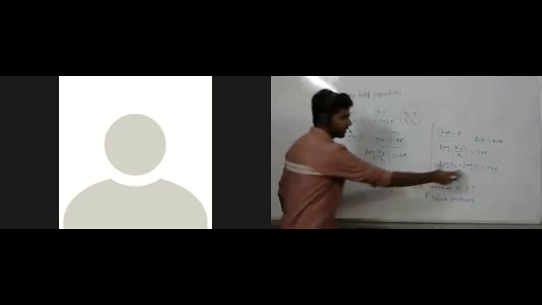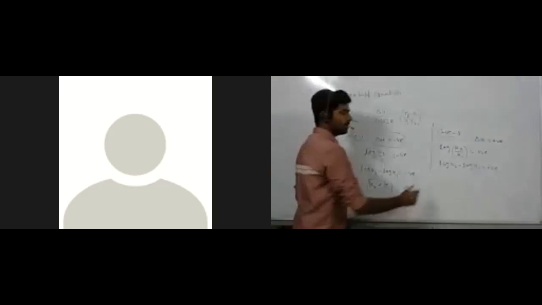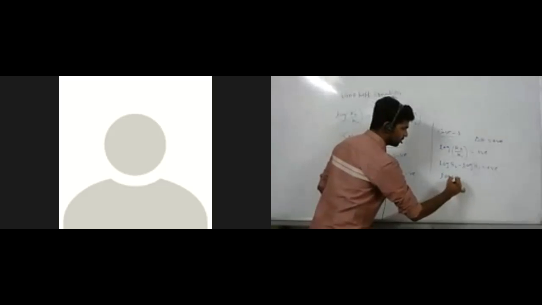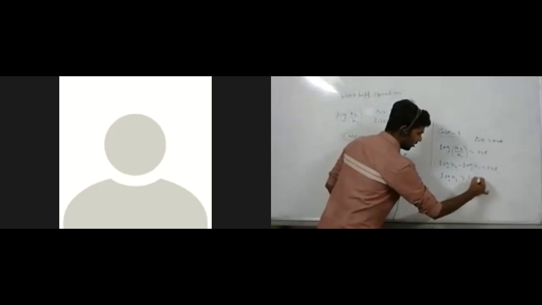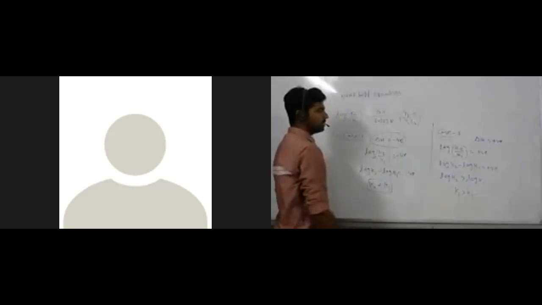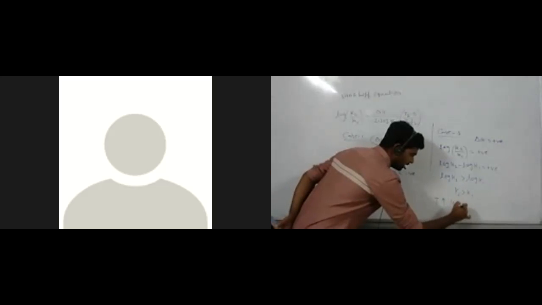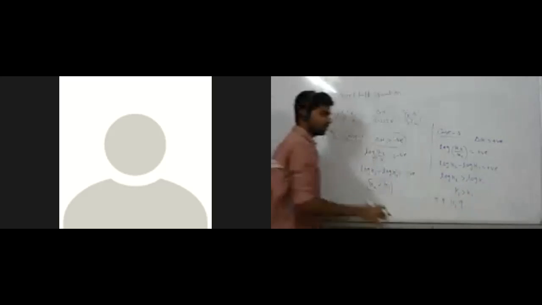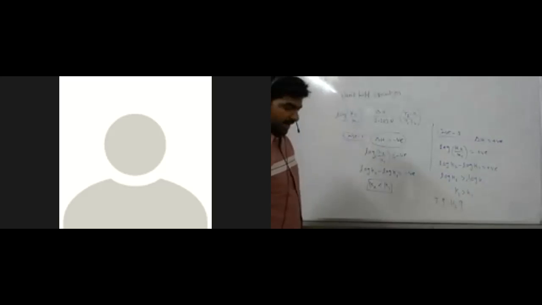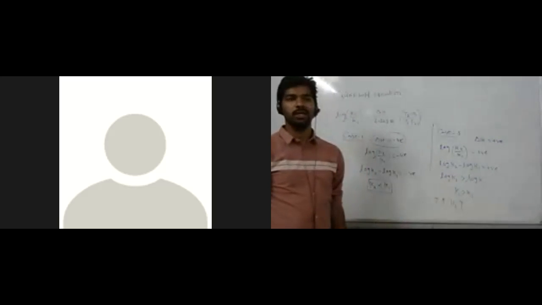Which is bigger value here? K2. K2 is bigger value. It means log K2 is greater than log K1. Now we may write K2 greater than K1. So it means with an increase of temperature, the K2 value also increases. That's why, if any process is endothermic, we increase the temperature to carry out that reaction.